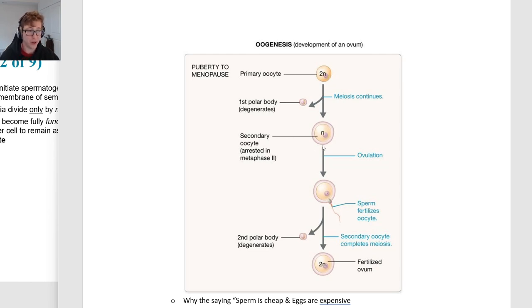The primary oocyte to secondary oocyte, as it undergoes meiosis, one of those is going to take the lion's share of the cytoplasm. While the genetic material is similar between the two in terms of the amount of nucleus and DNA that is stored there, one of them is going to get the lion's share of the cytoplasm and one of them is just condemned to death. That one that's condemned is the polar body.